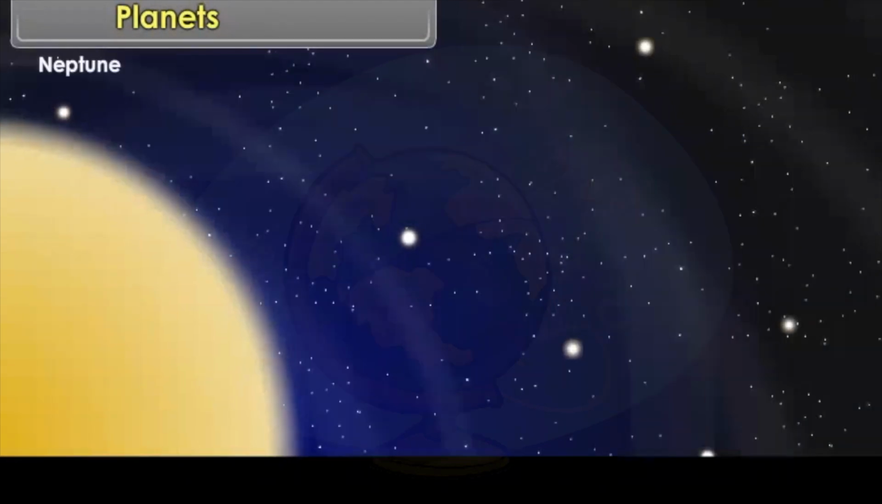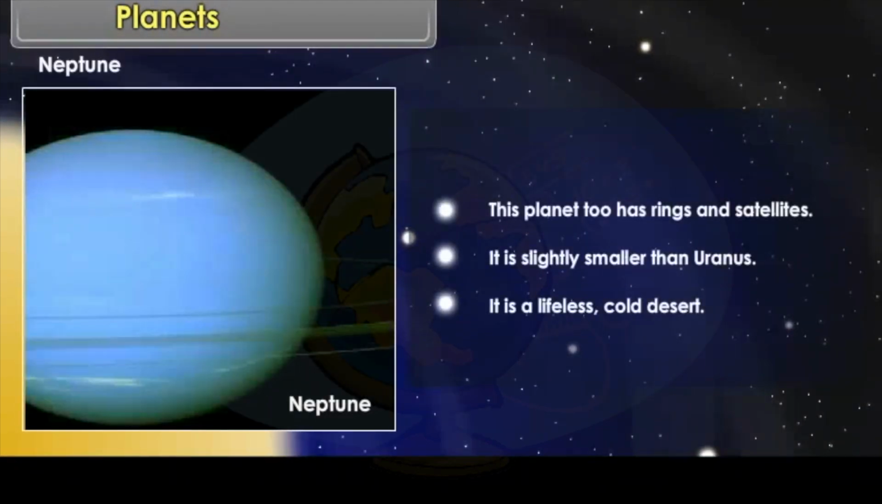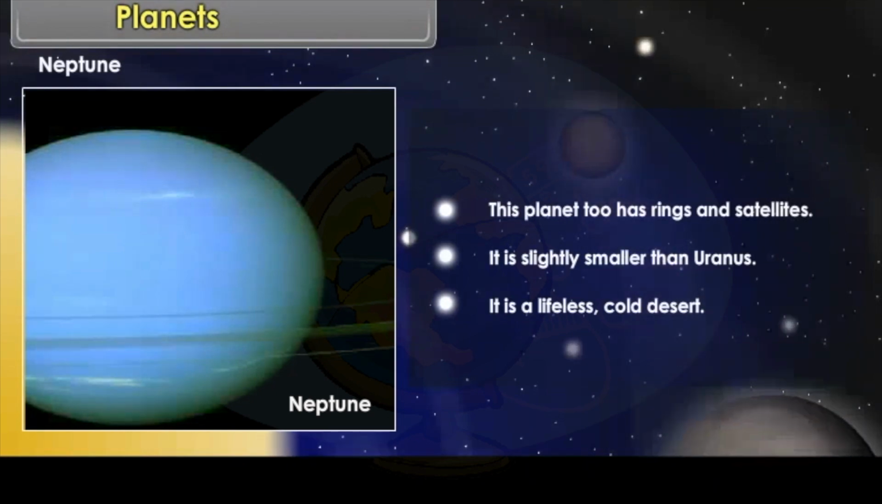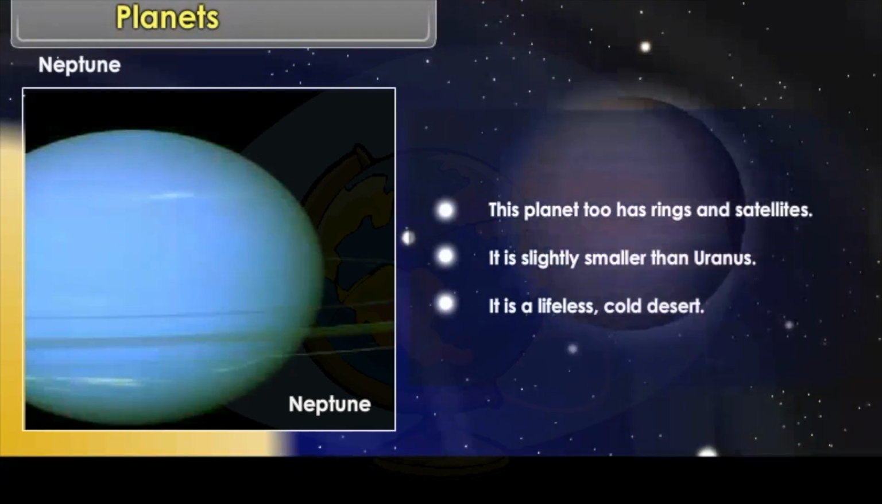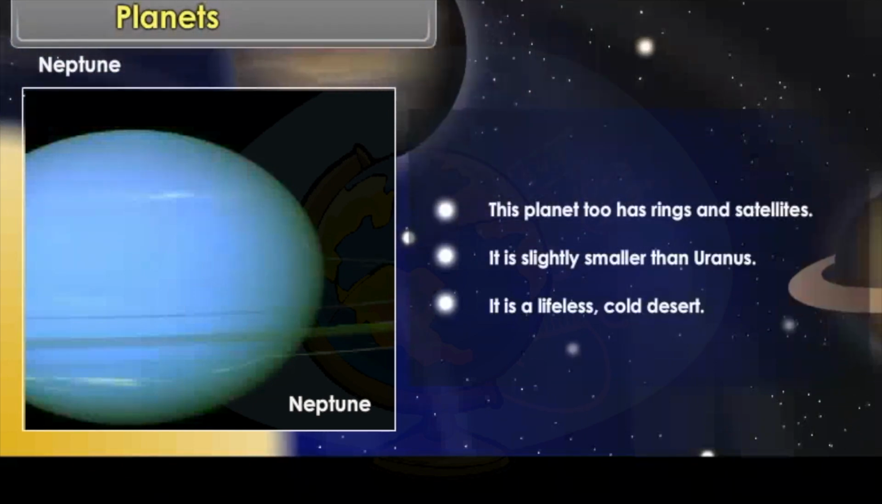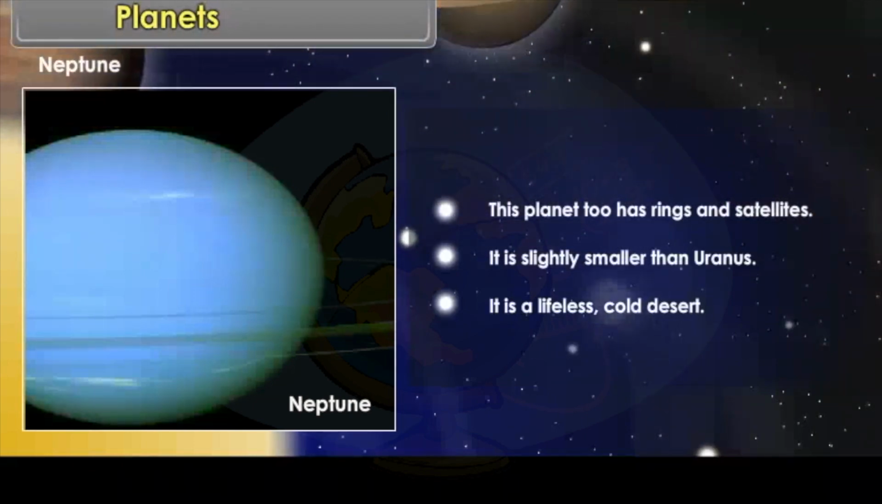Neptune. This planet too has rings and satellites. It is slightly smaller than Uranus. It is a lifeless, cold desert.